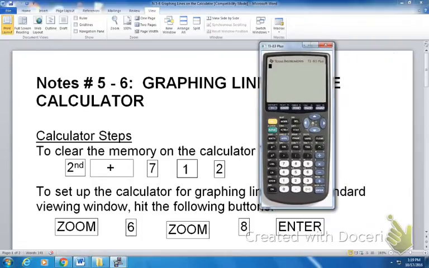To clear the memory, which you'll have to do before you start the STAR test, you hit second and the plus sign, and it brings up this menu. Then you just hit 712, and it should say RAM cleared. That means you've cleared your calculator.